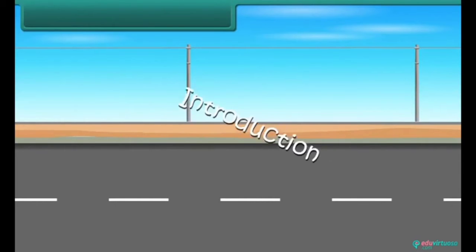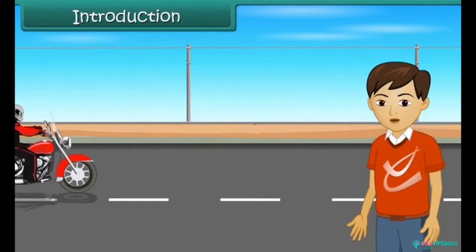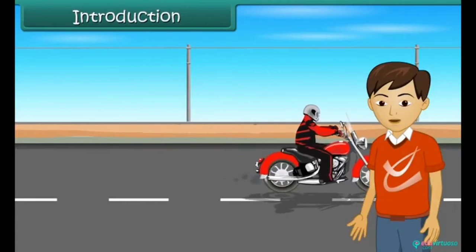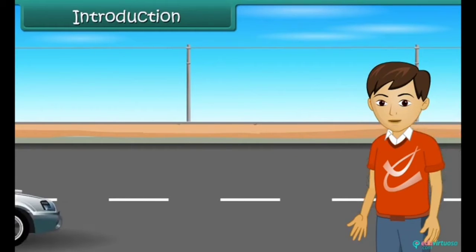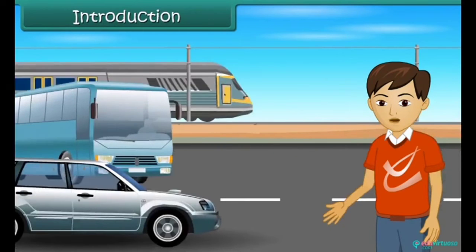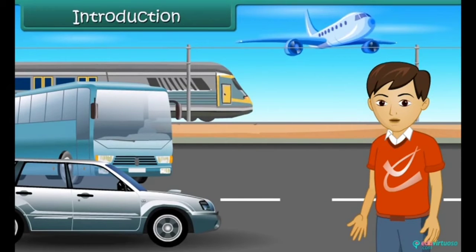Introduction. The movement of an object is called motion. The movement in which things occur is time. An object is said to be in motion when its position changes with respect to time.